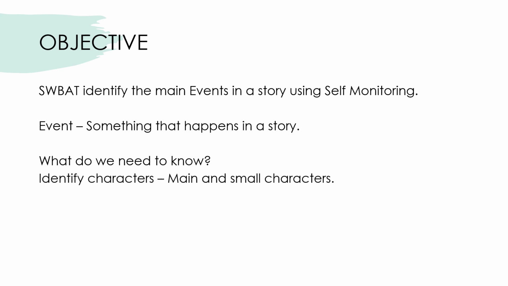First, we should be able to identify characters, the main characters and the small characters. This we already did in our previous lesson. Next, we have to self-monitor, which we also did in our previous lesson. What is self-monitoring? Self-monitoring is a reading strategy so that when we are reading a piece of text, we can make sense of what we are reading. We also did this in the last couple of lessons, and we will try to remember what we did.